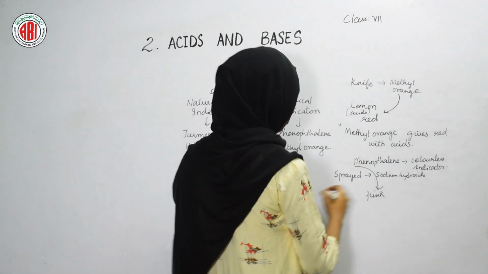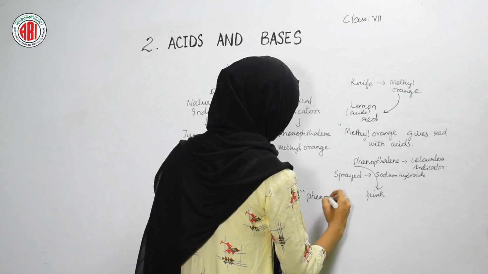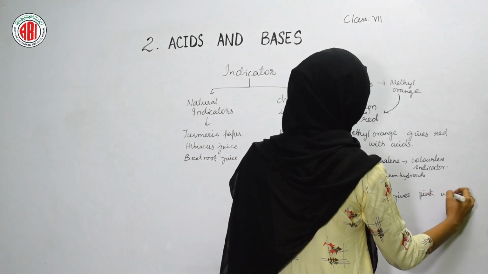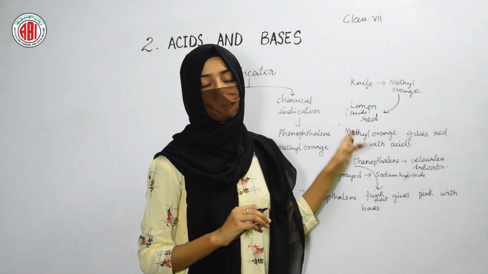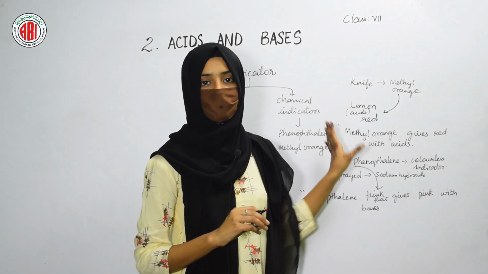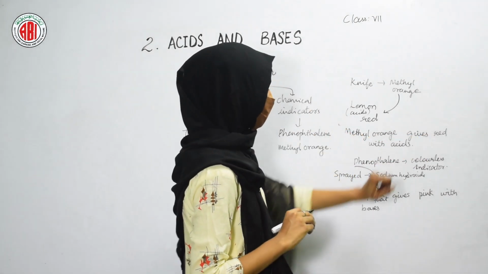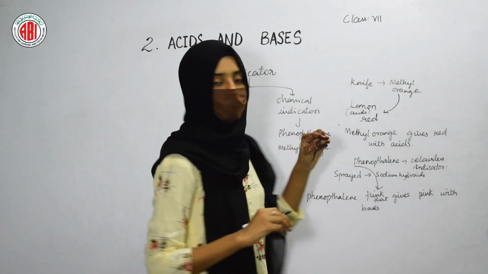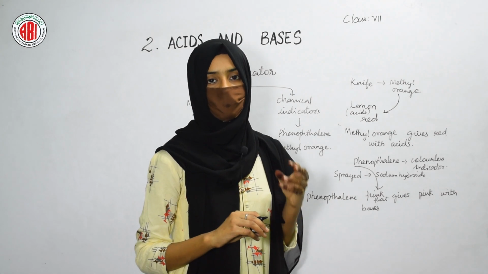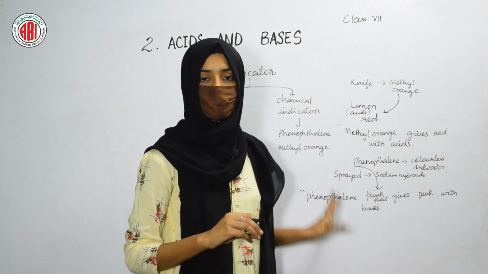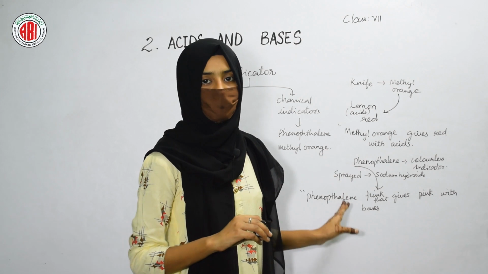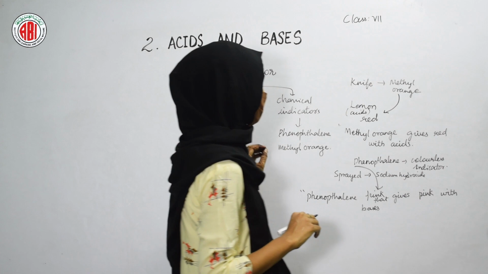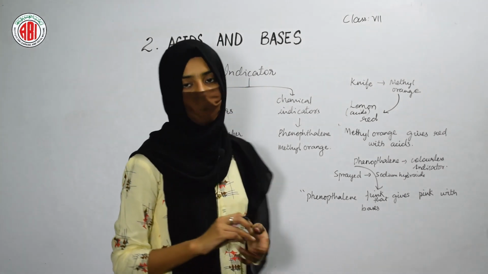And here the conclusion is, phenolphthalein is an indicator that gives pink color with the bases. Whenever we pour methyl orange indicator onto substances that are acidic in nature, they show the red color. And whenever we use phenolphthalein indicator with substances that are basic in nature, those substances show pink color. In this way, methyl orange gives red with the acids and phenolphthalein is an indicator that gives pink with the bases.